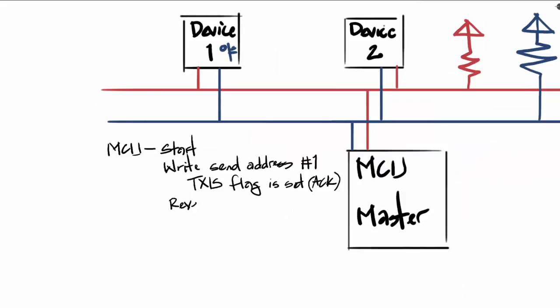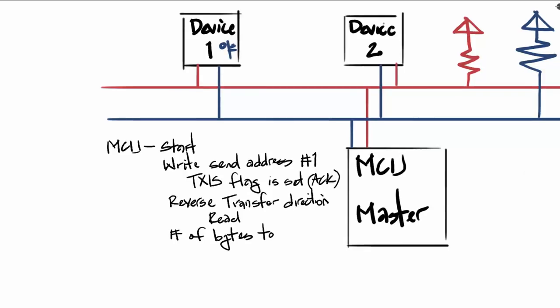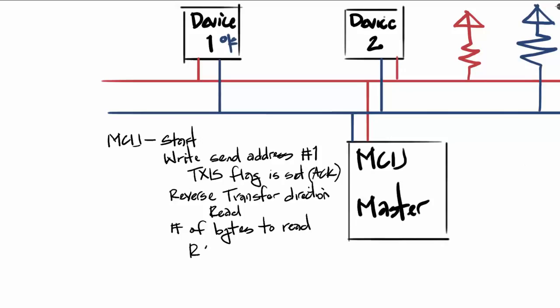Now we can go into the read operation, where we reverse the transfer direction so we can read. We will inform the microcontroller how many bytes we want to read. And now we want to wait for a byte to be received. We do that by looking at the RxNE flag, the read data not empty. So we're going to wait until this is set. When this is set and it's not empty, which means it's full, then we can capture the data stored in the RxDR register, the read data register.